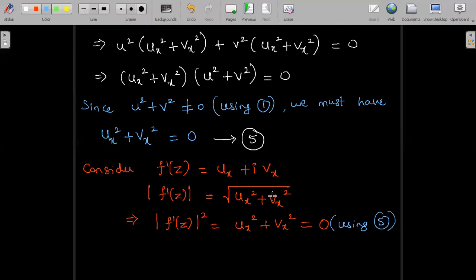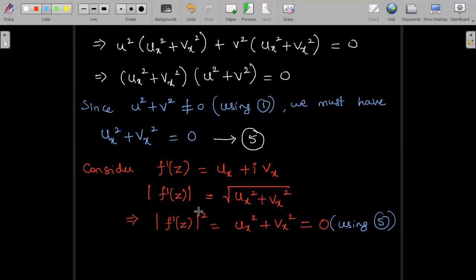Let me explain once again. We consider the expression for f dash of z, which is ux plus i into vx. When I take modulus on both sides, modulus f dash of z is equal to square root of ux square plus vx square. So mod f dash z whole square will be, squaring on both sides, ux square plus vx square. And using equation 5, we know that ux square plus vx square is 0. So that is why we equate this to 0.